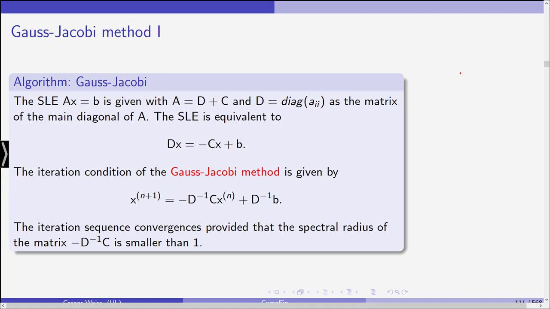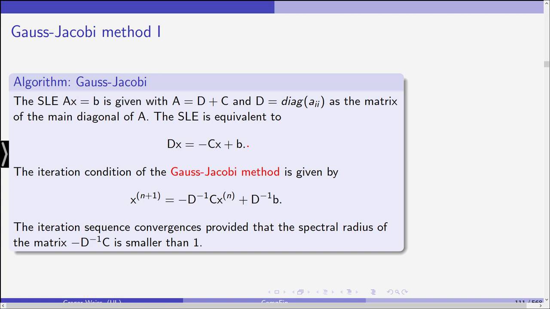The Gauss-Jacobi method, again, assumes a system of linear equations, AX equals B, and it's given with A equal to D plus C, and D being a diagonal matrix. This is the main diagonal of A, and the system of linear equations is then equivalent to D times X equals minus CX plus B.